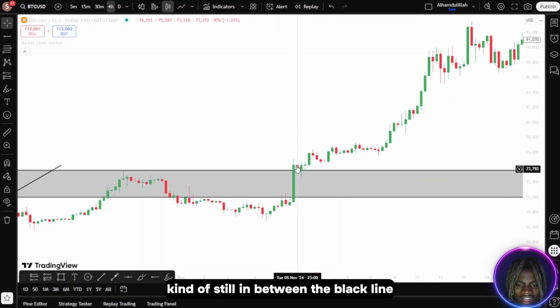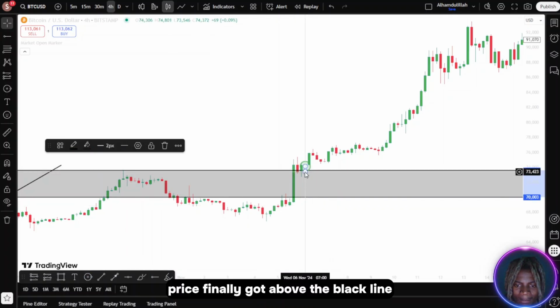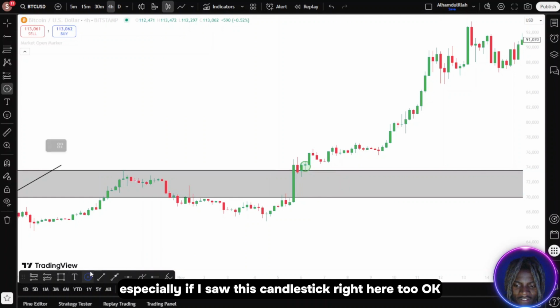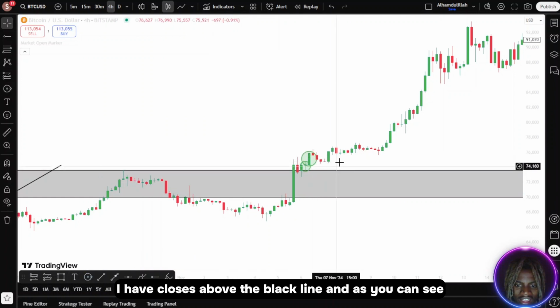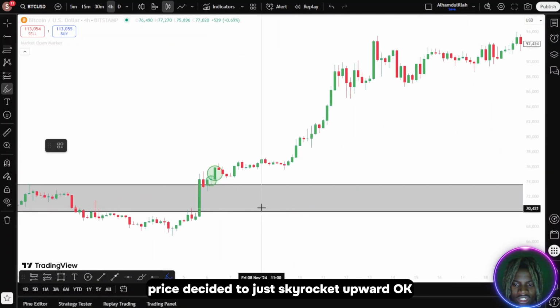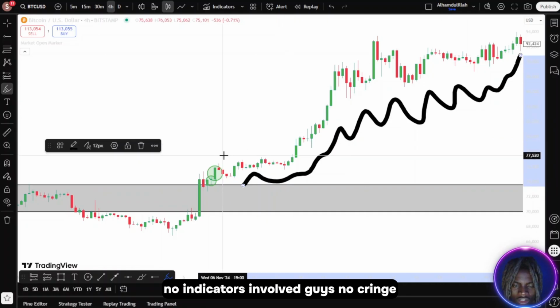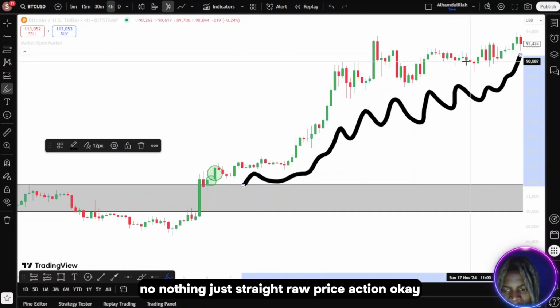So price got above the black line here, and this candlestick is still in between the black line, so I wouldn't have taken this. Same thing with this candle here, but boom, I would have seen on this candlestick right here that price finally got above the black line, especially if I saw this candlestick too. I have closes above the black line, and as you can see, once we close above the black line, price decided to just skyrocket upward. No indicators involved, guys. No cringe, no nothing. Just straight raw price action.